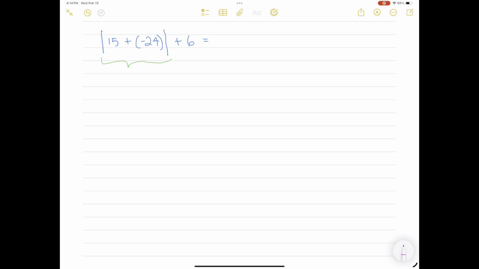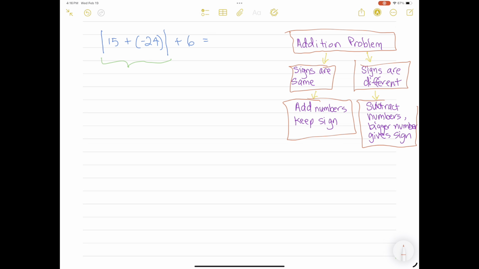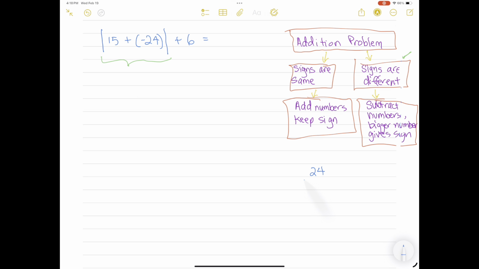First, we simplify what is inside the absolute value sign, 15 plus negative 24. Here is the decision tree for adding positive and negative integers, just as a reminder. So when the signs are different, you subtract the numbers and take the sign of the larger number. So first we work out that 24 minus 15 equals 9. And since the larger number, 24, is negative, the sign will be negative, or negative 9.